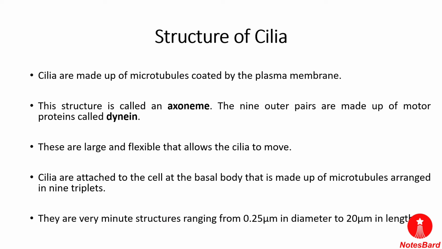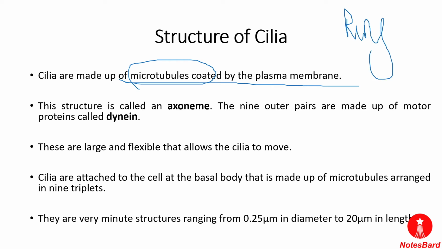Now if we talk about the structure of the cilia, they are made up of microtubules coated by the plasma membrane. Each cilium comprises 9 pairs of microtubules that form the outer ring, and there are two central microtubules.